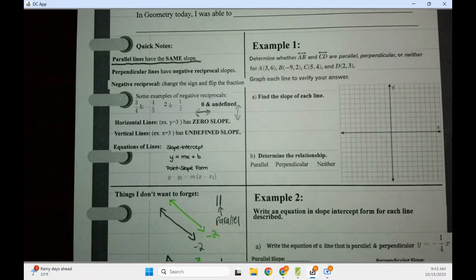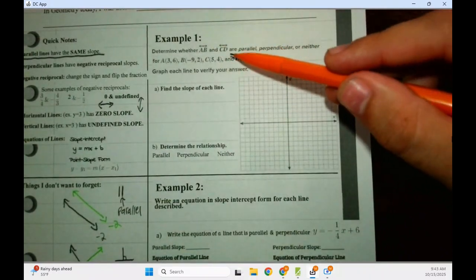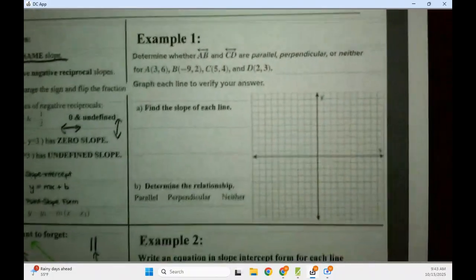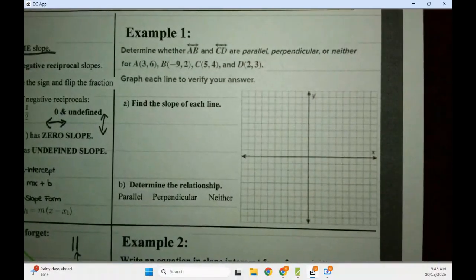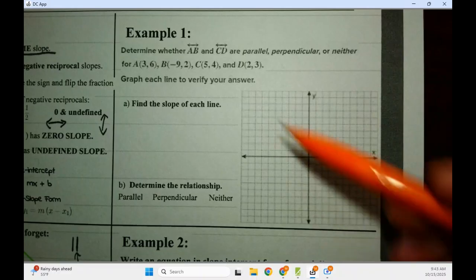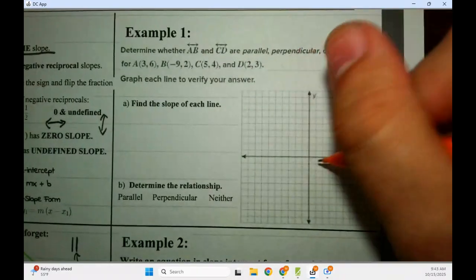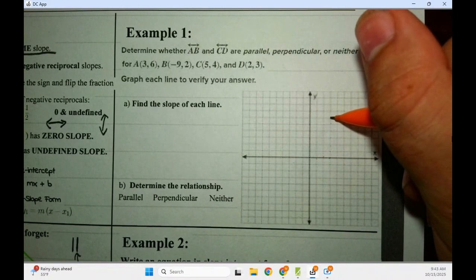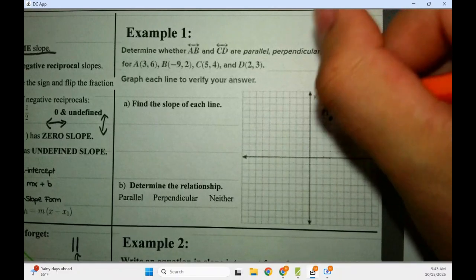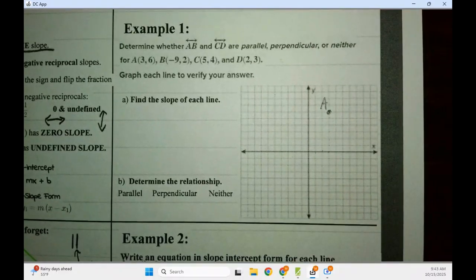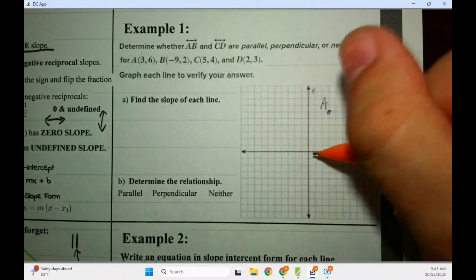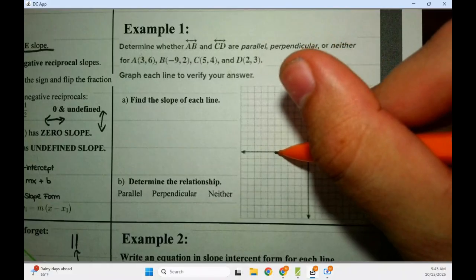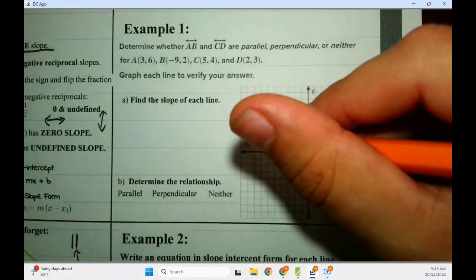Okay. We're going to look at example 1 now. It says determine whether the lines AB and CD are parallel, if they're perpendicular to each other, or they're neither. So first, let's just try to draw these and see what we see, and then we can use the math to verify that. It says A is at 3, 6. So if I'm looking at where A is going to go, it's 1, 2, 3, and then 1, 2, 3, 4, 5, 6. So right here might be A. There's A, at 3, 6. B is at negative 9, 2? So 1, 2, 3, 4, 5, 6, 7, 8, 9, and then positive 2.